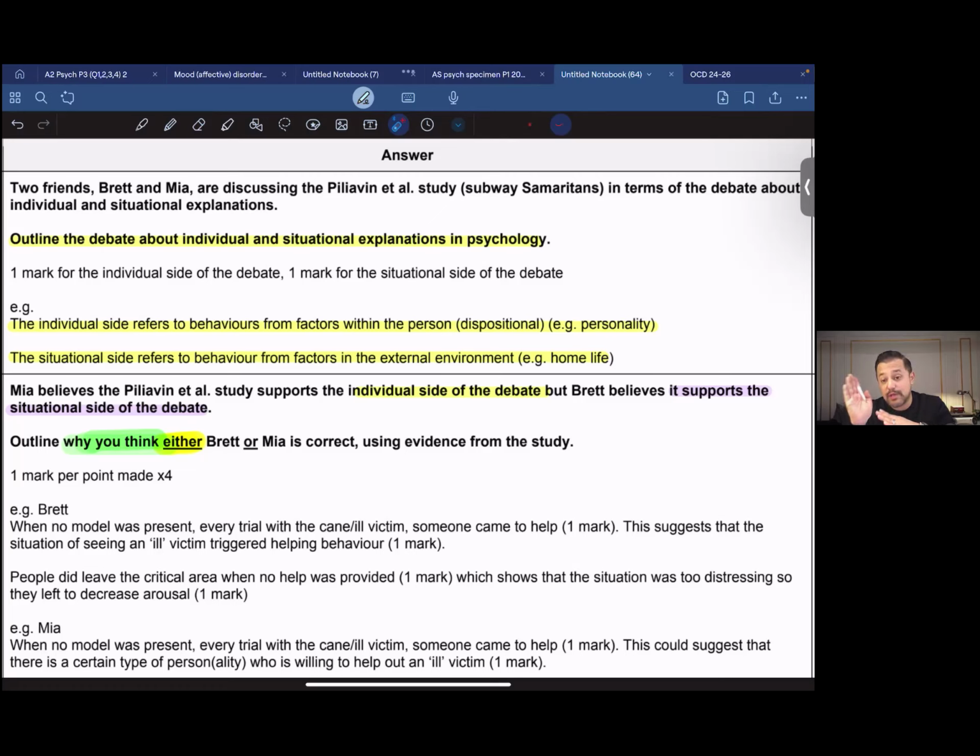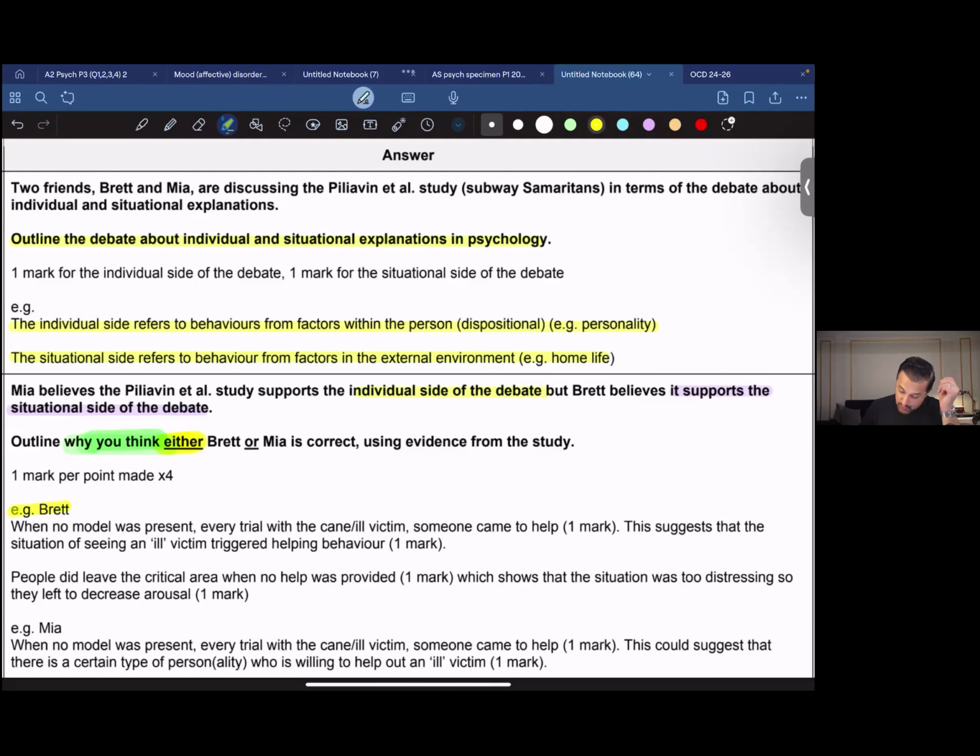Remember this. If you end up getting a question of this nature, you're expected to connect it to the information that has been provided to you. Like for instance, in this case, this is about Brett and Mia. Having a look at the side where we'd talk about how Brett was supporting the situational side of the debate, right? Now, moving on. When no model was present, in every trial with the ill or cane victim, someone came to help. This suggests that the situation of seeing an ill victim triggered helping behavior. This is how you receive the first mark. This is how you receive the second mark.